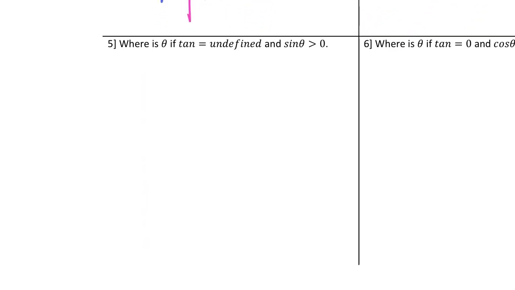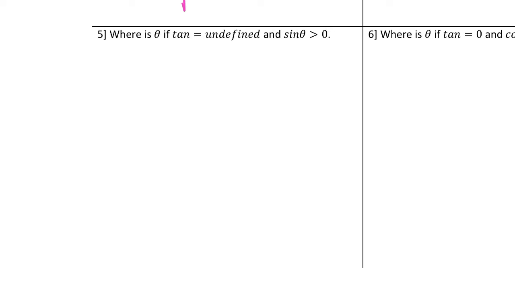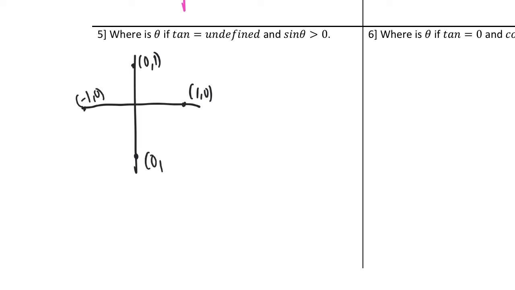This last one, we're going to try to figure out where the angle is going to be, and it's going to look a little different. First of all, they tell us that tangent is undefined. Tangent is only going to be undefined on an axis. It's never undefined in a quadrant. So think about your ordered pairs on these axes. Remember, that's how we figure out the sine and the cosine value on an axis. That's the only place where tangent can possibly be undefined. You'll remember that tangent is the sine divided by the cosine, or the y divided by the x.